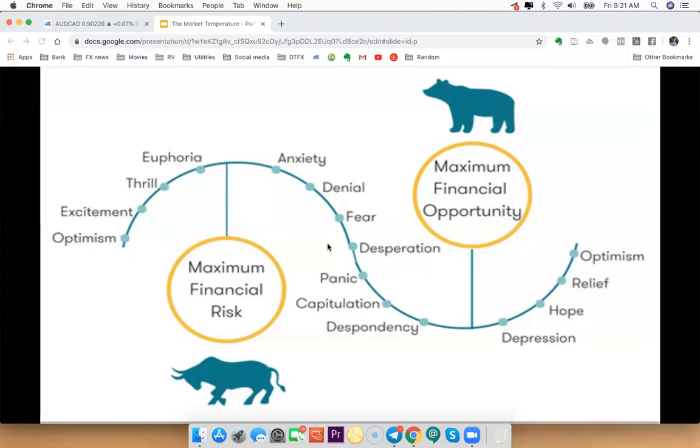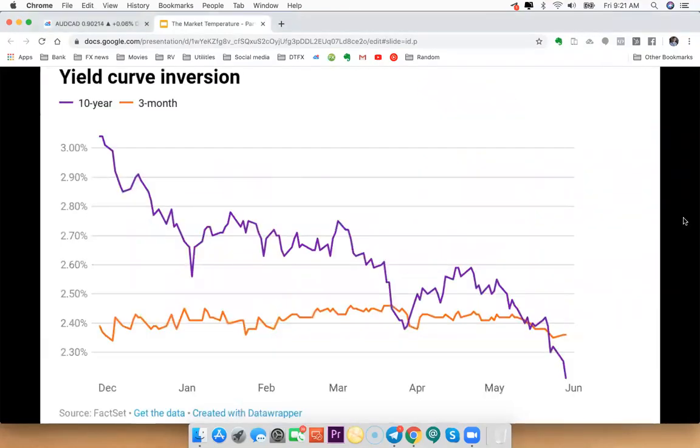But this sentiment is so important. This is so important right here. And this is what we've got to learn how to read. And those are the charts that we're talking about today.